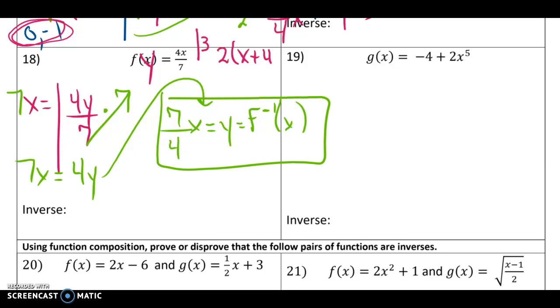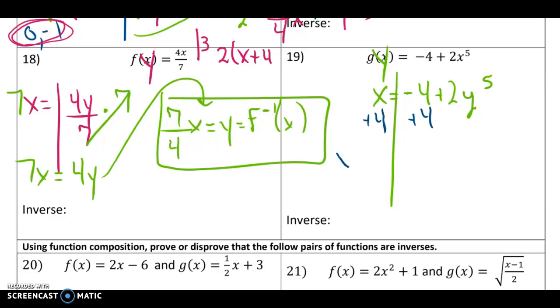And 19, same thing, change g of x into y, and then you can switch x and y around. And now I'm going to work on getting that y by itself. The first thing I'm going to move is the -4. I'm going to add 4. So on the left, we've got x plus 4. On the right, we have 2y to the 5th. The next thing I'm going to move is the 2, divide by 2. I'm going to go ahead and come over here and just divide each part by 2.